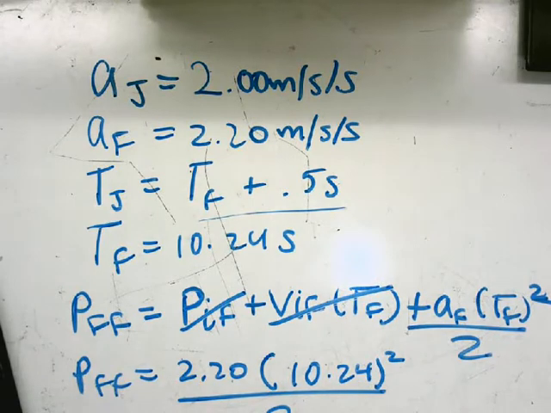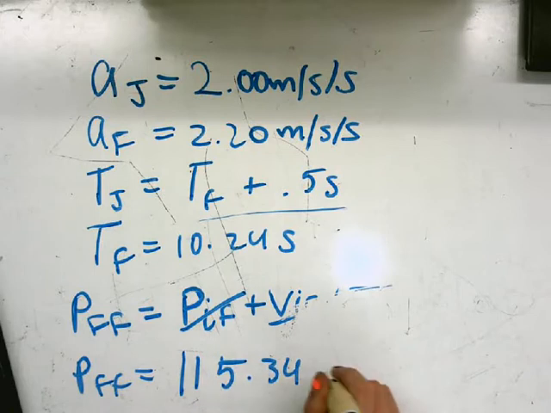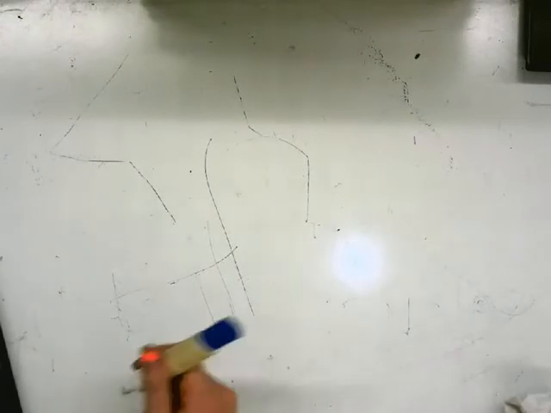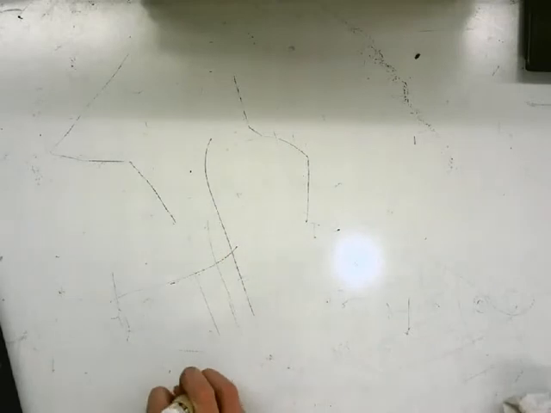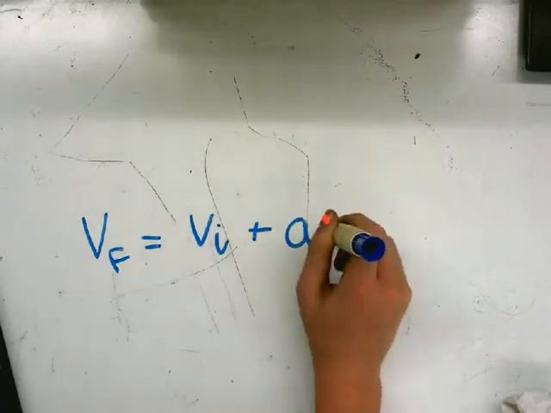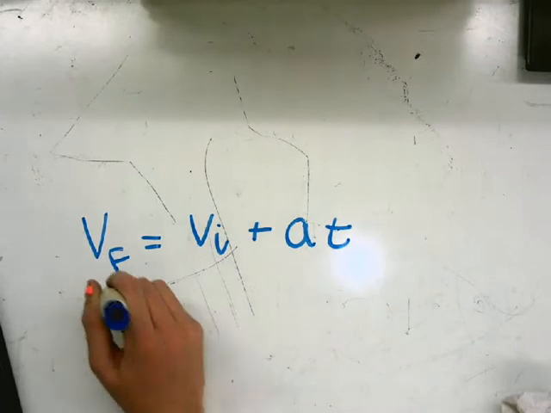So now we're going to find the velocities of Jerry and his friend when they are even. We know that the final velocity is equal to the initial velocity plus the acceleration times time. So for the final velocity of the friend, we know that the initial velocity is 0, his acceleration is 2.2 meters per second squared, and his time is 10.24 seconds. You just multiply that across and you get that the final velocity is 22.53 meters per second.